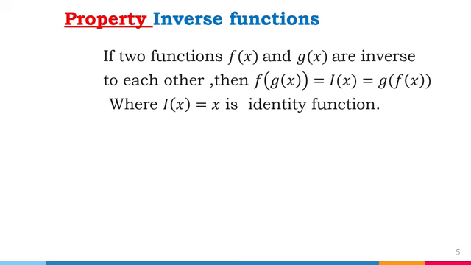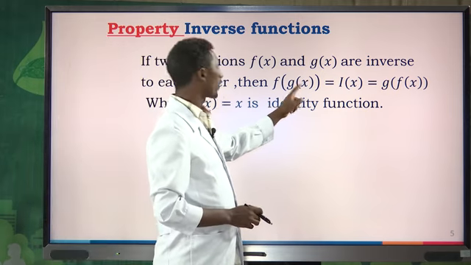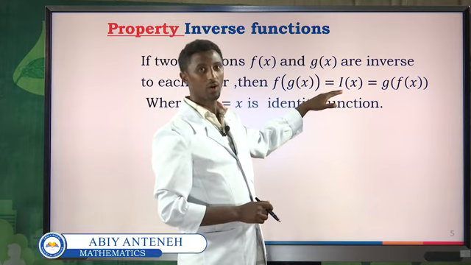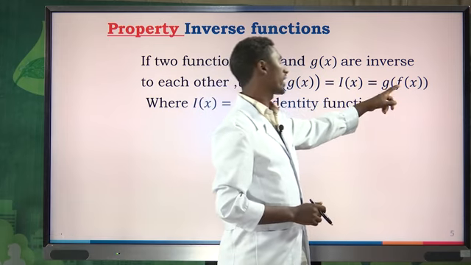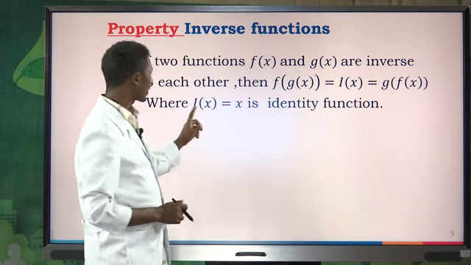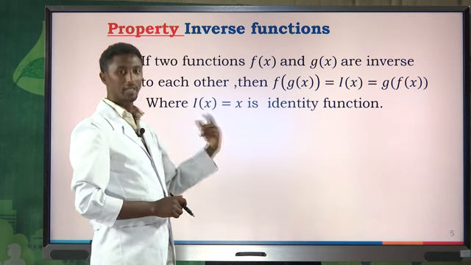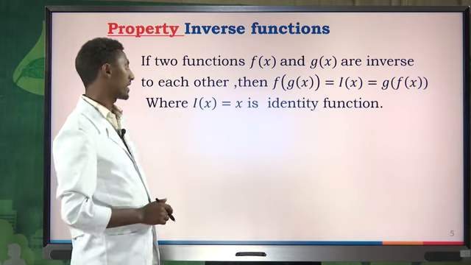Then what is the property of inverse functions? Let two functions f of x and g of x be inverse to each other. Then f of g of x, which is a composition function, equals I of x, which is the identity function, which is equal to g of f of x, where I of x is the identity function, which equals x. It maps every input to itself. That's what we call the identity function.